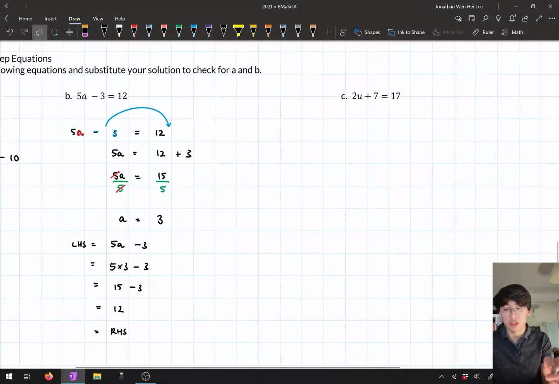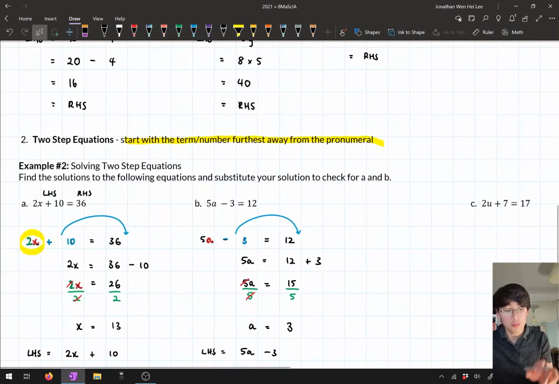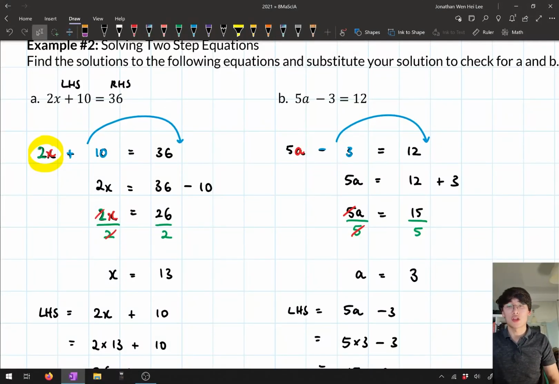Oh, I've actually got a third one here. Excellent. Let's have a look. Actually, no, it should be good. I'm going to leave that third example. So that's how we solve two-step equations. We first start off with the thing that's furthest away, so usually dealing with that number that's by itself first, and then we move towards our pronumeral. So that's how we solve one-step equations and two-step equations.